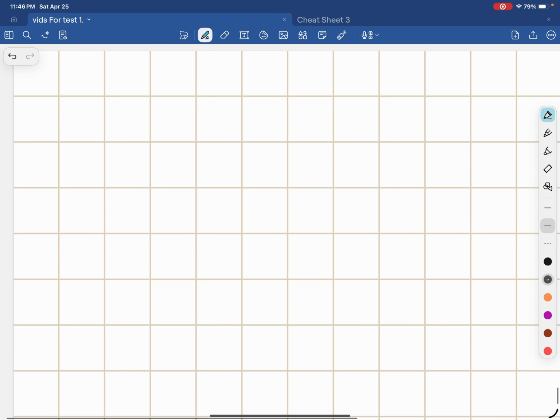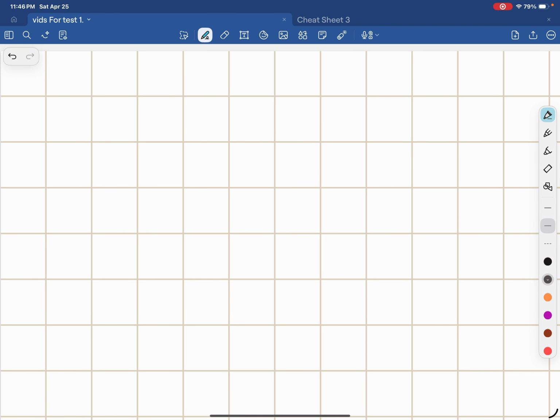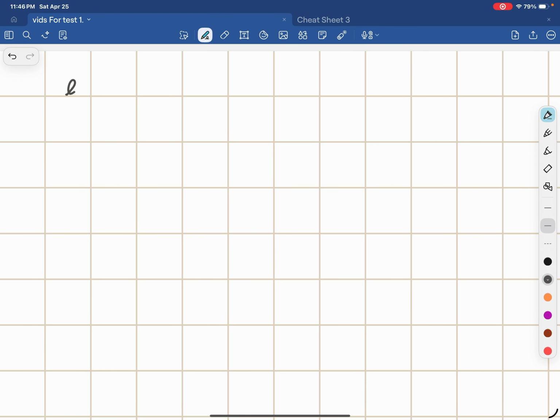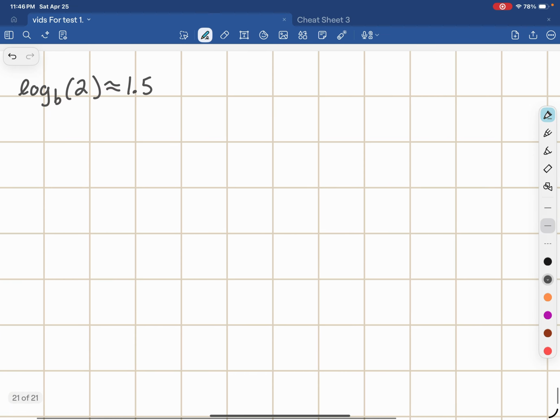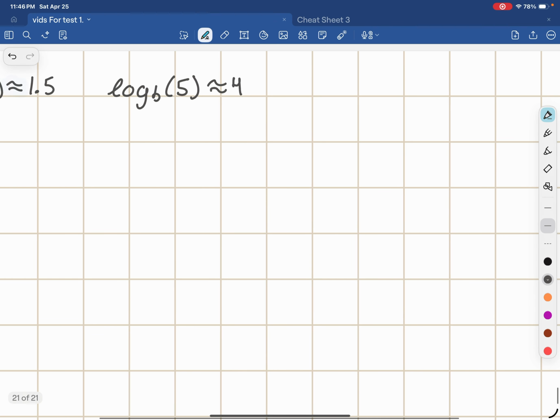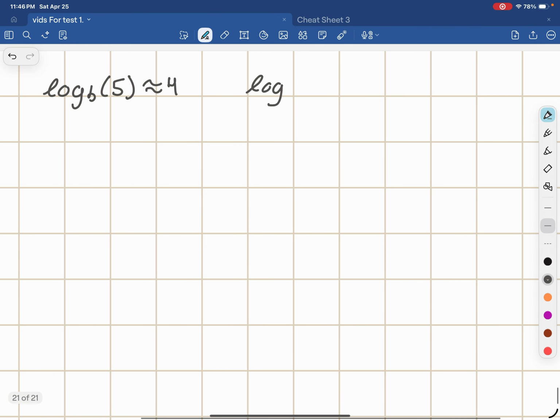So the question gives us information such as log base b of 2 is roughly 1.5. Log base b of 5 is roughly 4. Log base b of 7 is roughly 5.5. So pretty straightforward.